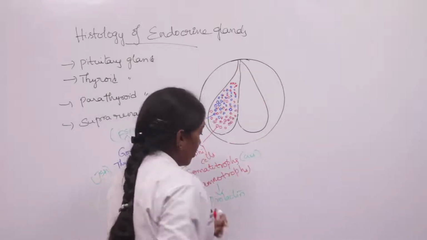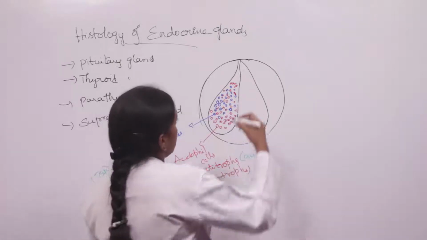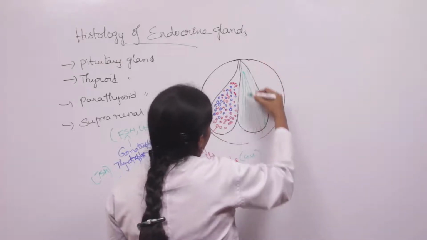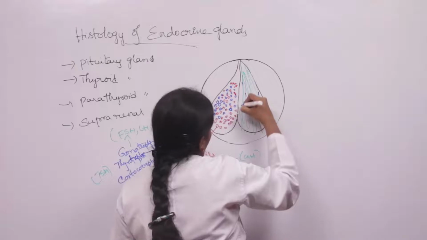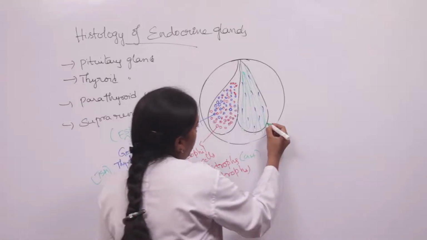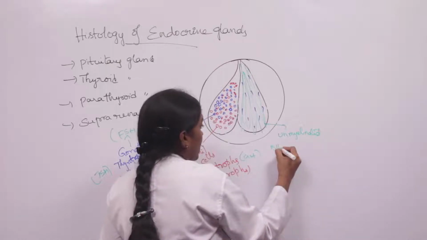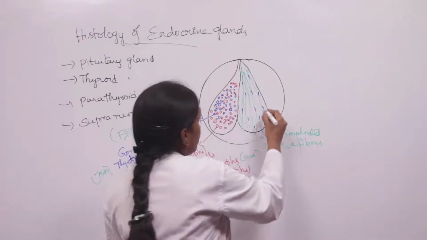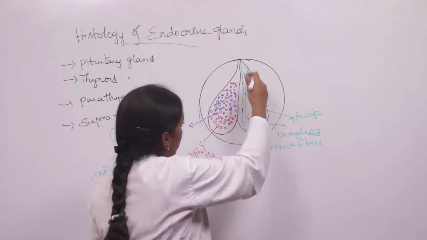In the posterior pituitary, we cannot see any eosinophil or basophil cells. We are able to see unmyelinated nerve fibers in the posterior pituitary. Along with the unmyelinated nerve fibers, we see some cells, which are nothing but the supporting cells. We call these cells pituicytes. And that's about the posterior pituitary.